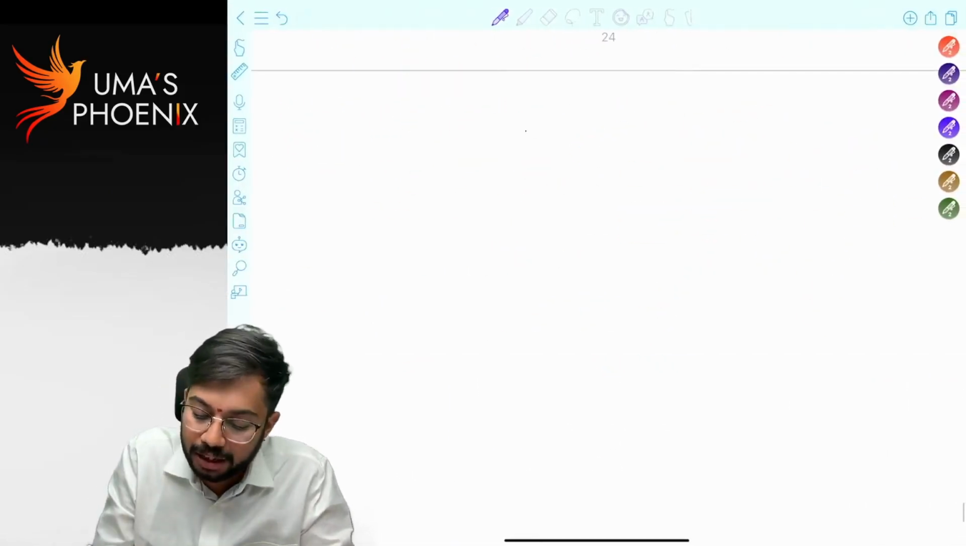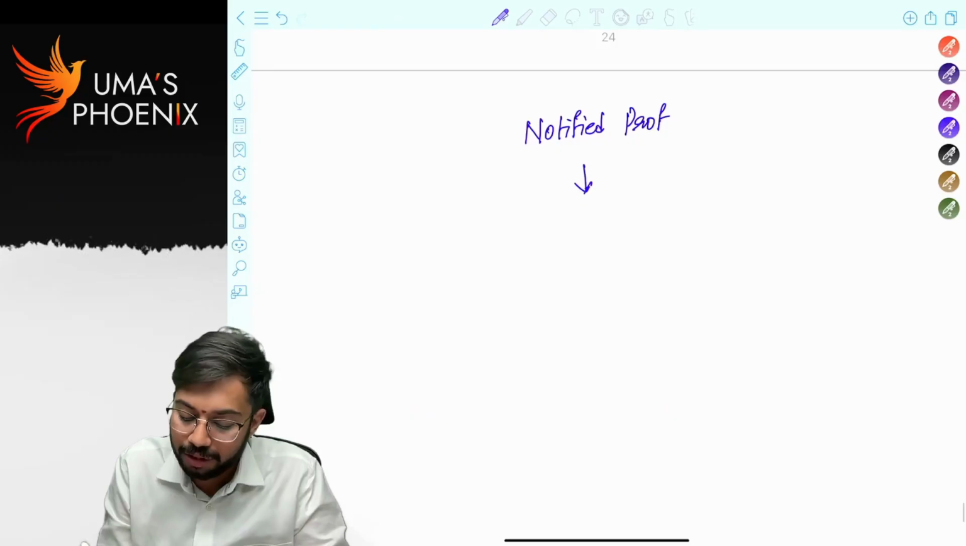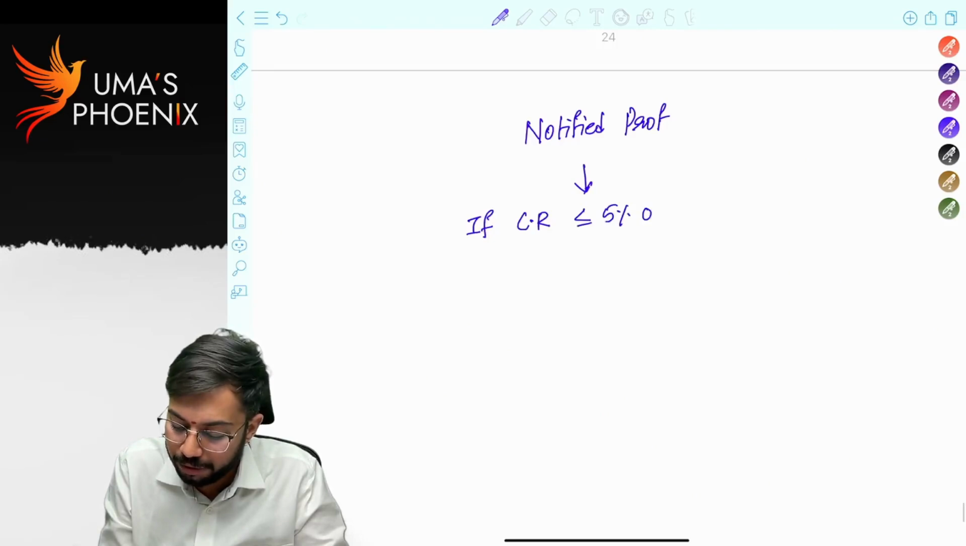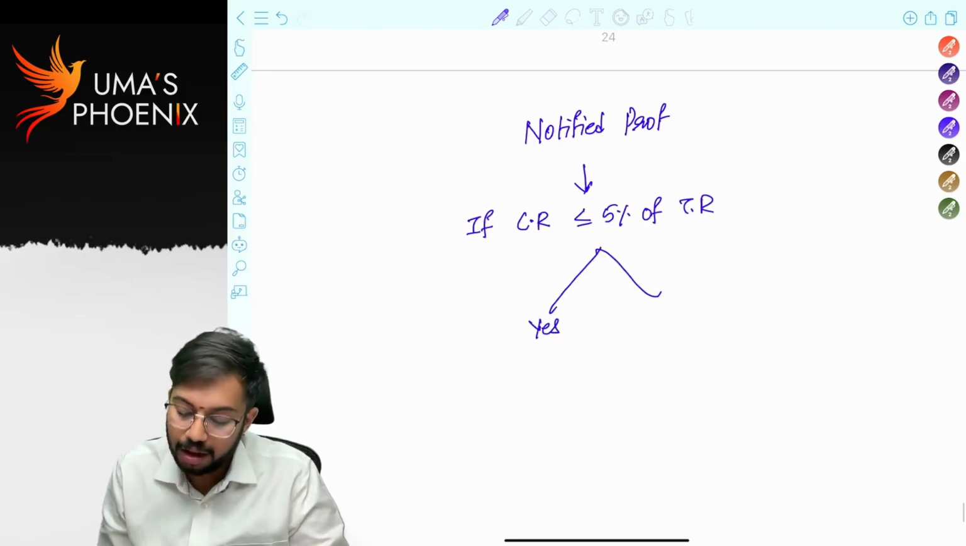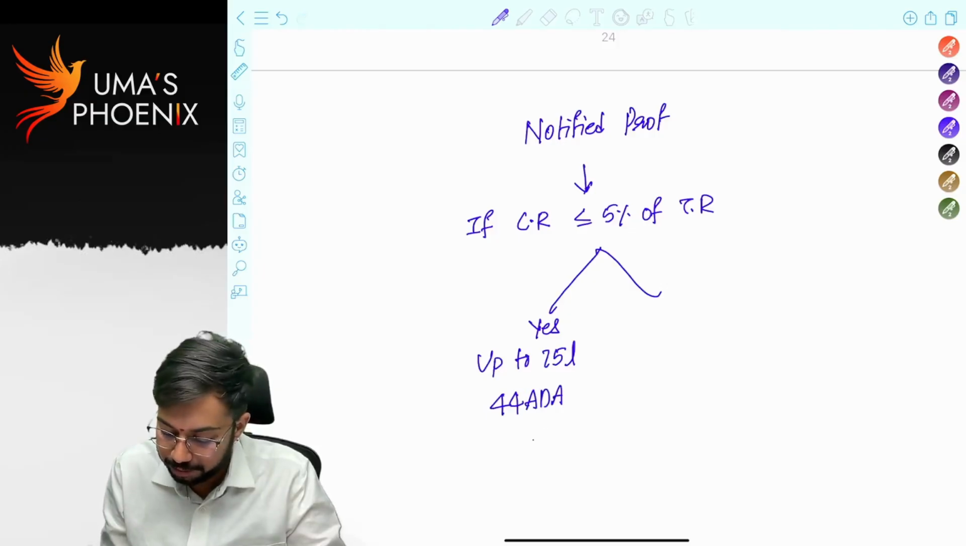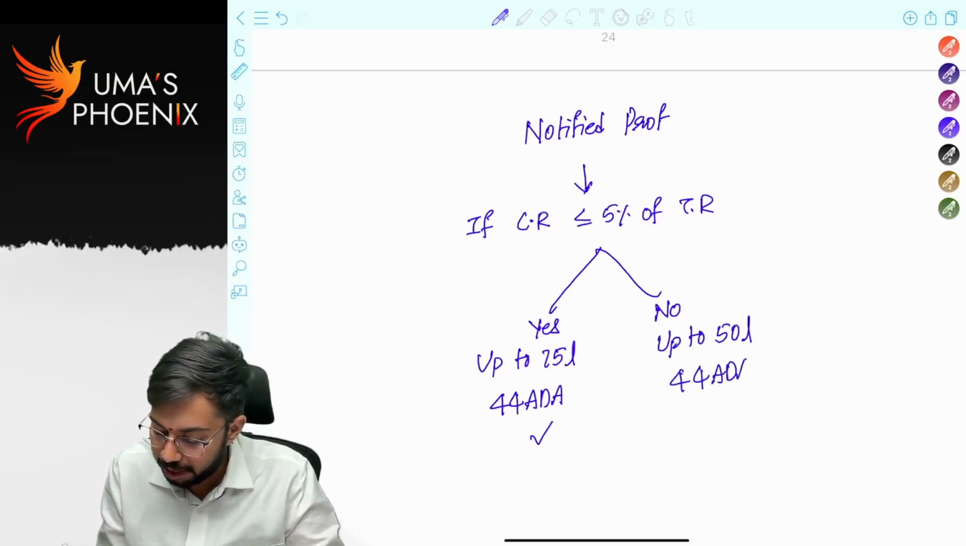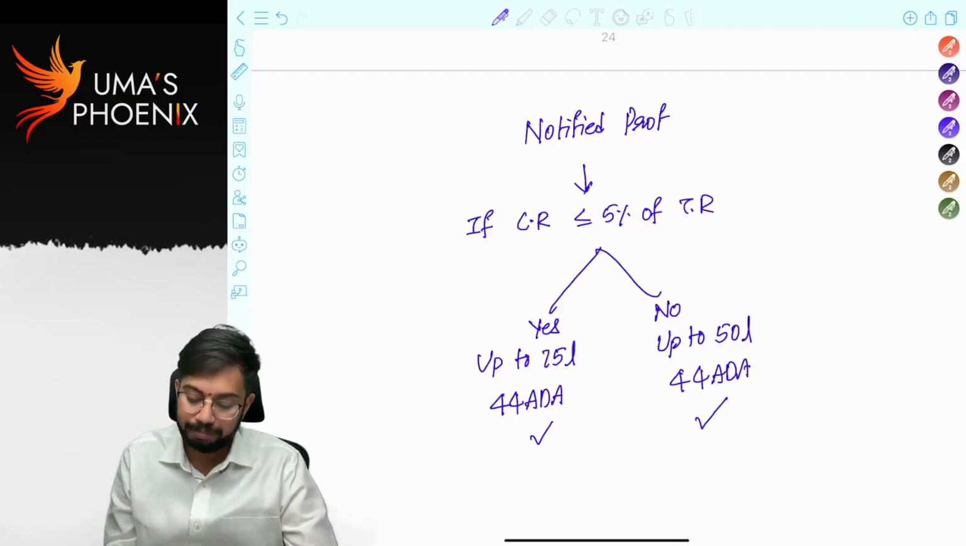So a notified professional came to you. Then you have to ask a question: in your business, are cash receipts less than or equal to 5% of total receipts? If the answer to this question is yes, then up to 75 lakhs, 44ADA can be chosen. If the answer to this question is no, then up to 50 lakhs, 44ADA can be chosen. Is it clear?